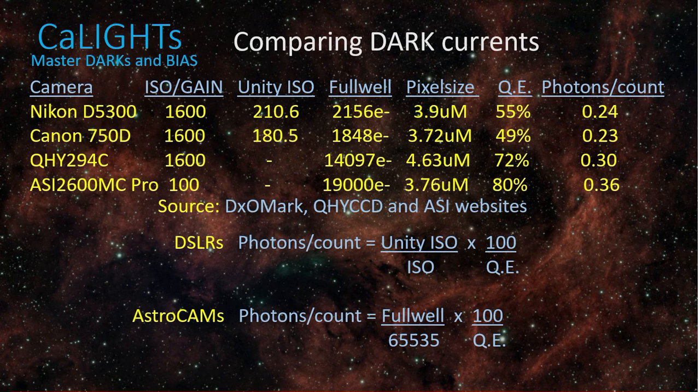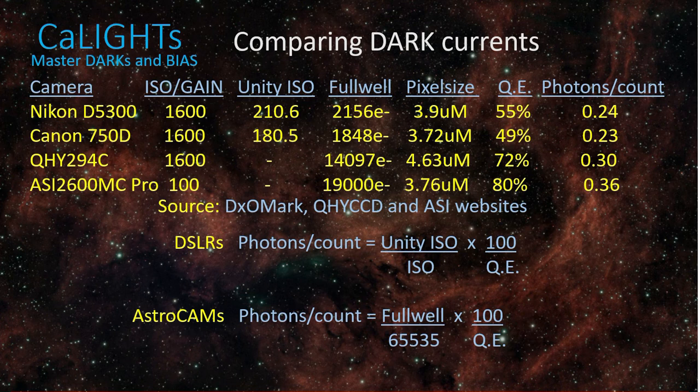For astrocams, I went to the vendor's site and retrieved the effective full-well and QE. The effective full-well is the number of electrons that fit into each pixel before that pixel value reaches its maximum value of 65,535. I included the equations I used for your convenience.